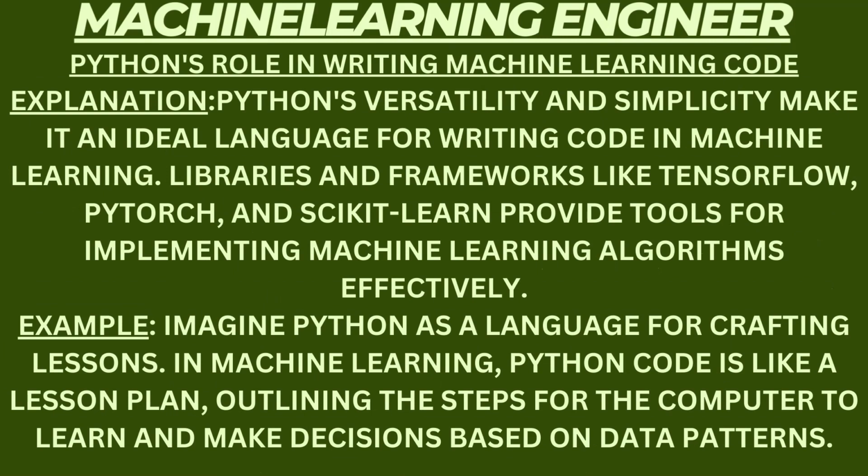Python's role in writing machine learning code. Explanation. Python's versatility and simplicity make it an ideal language for writing code in machine learning. Libraries and frameworks like TensorFlow, PyTorch, and scikit-learn provide tools for implementing machine learning algorithms effectively. Example. Imagine Python as a language for crafting lessons. In machine learning, Python code is like a lesson plan, outlining the steps for the computer to learn and make decisions based on data patterns.